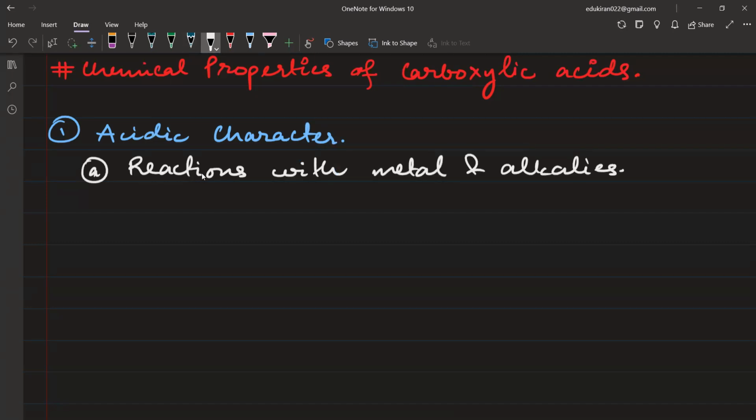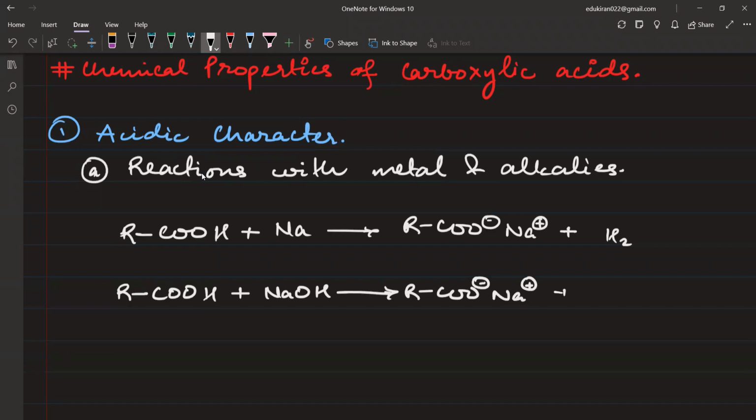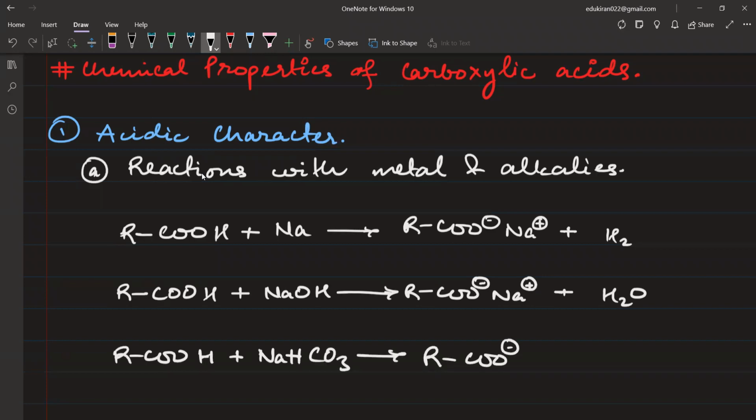It is going to give reaction with the active metal: RCOOH plus Na. This is going to give you the carboxylate ion RCOO negative, Na positive, plus H2 gas is liberated. Then if you have hydroxides, for example NaOH, then still you are going to get the same thing, RCOO negative, Na positive, but here you are going to get byproduct water. And if you have RCOOH plus NaHCO3, then in this case you are going to get RCOO negative, Na positive, plus CO2 and H2O. Write this down.